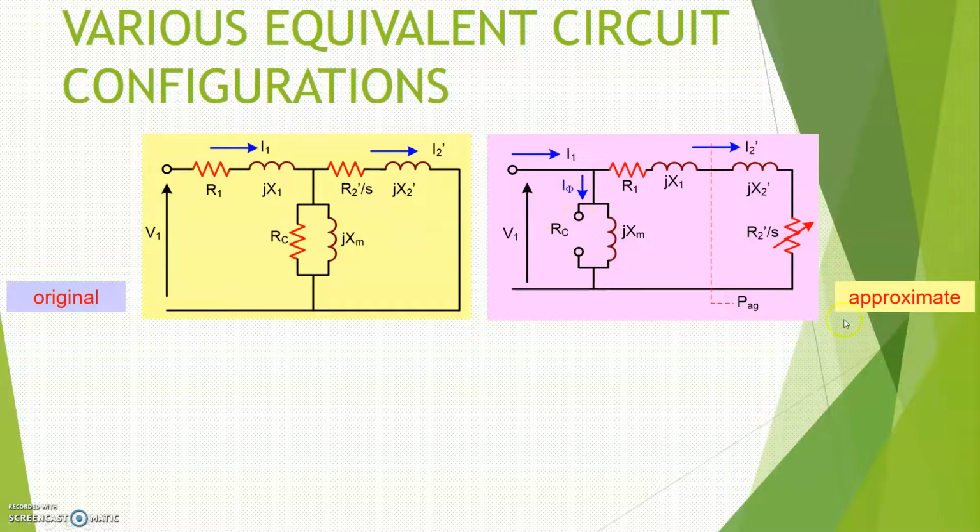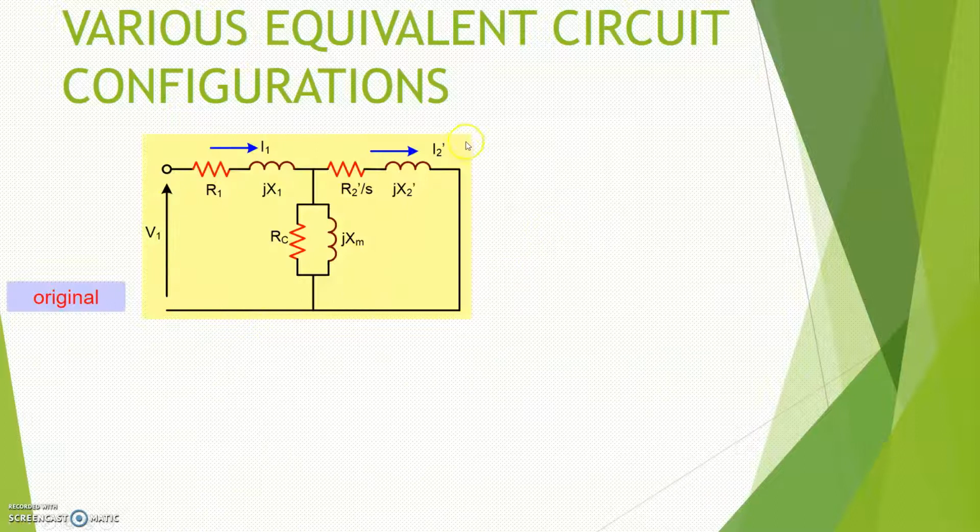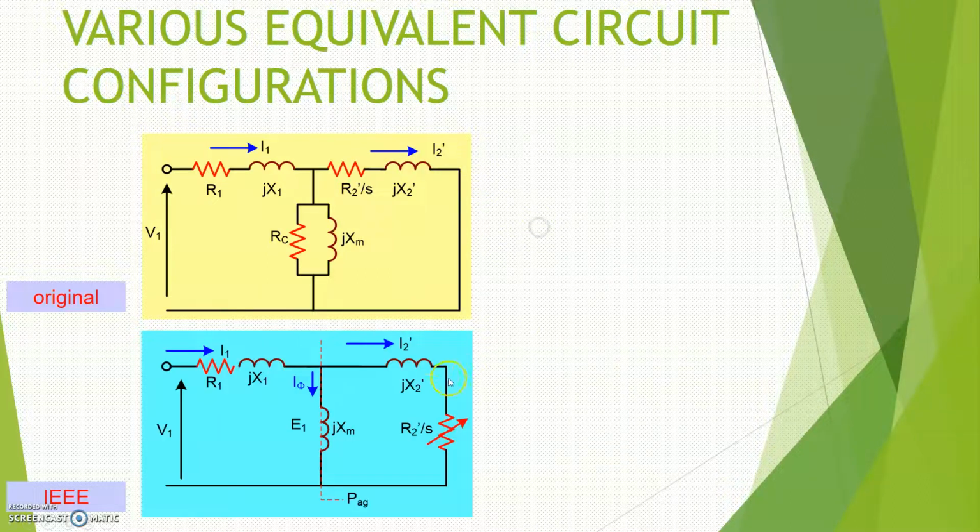The next simplified version we name the IEEE recommended equivalent circuit. For this version, the magnetizing branch is retained at its place. We just leave it there, but we remove the Rc. So we remove the Rc and leave the magnetizing branch at its original place. This is the original equivalent circuit configuration that we learned in the previous video, and this is the IEEE equivalent circuit for the induction machine. You see here you just remove the Rc.